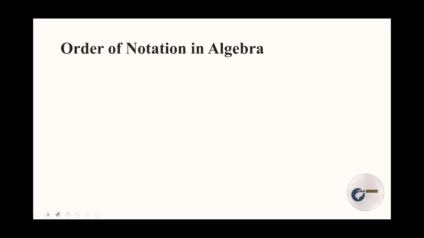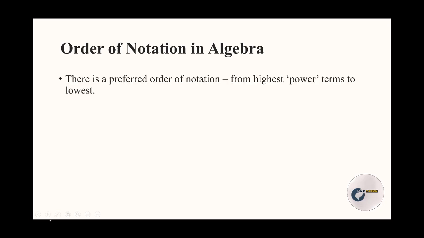Order of notation in algebra. There is a preferred order of notation in most cases, from the highest power terms to the lowest. So what do I mean by this? Well, if I had b minus 3x squared minus x cubed minus 4.